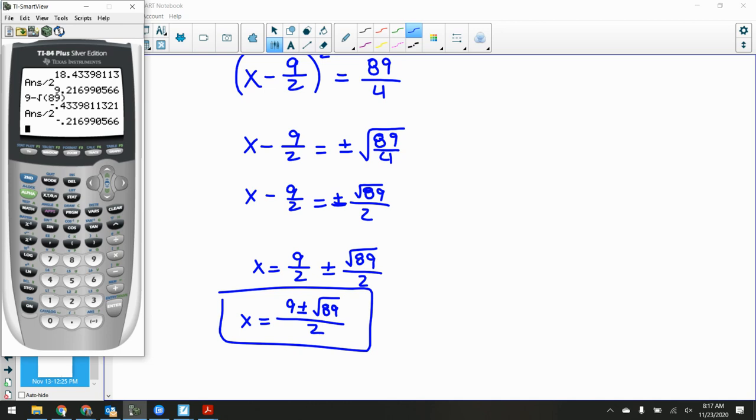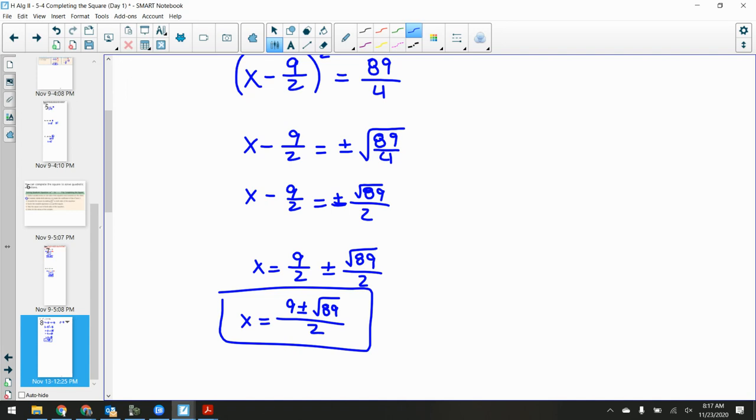Okay. All right, so that's how we complete the square. Completing the square again is when something is not factorable. This is one of the things that we have in our mathematical toolbox to use.